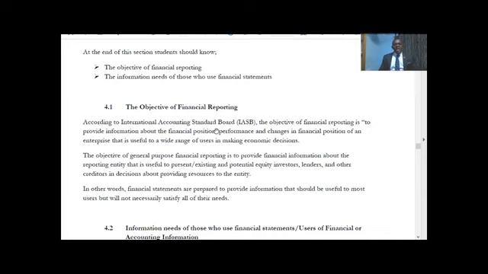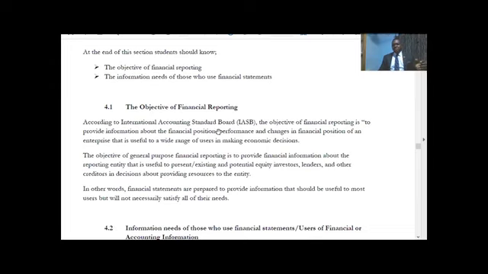Again, the objective of general purpose financial reporting is to provide financial information about the reporting entity that is useful to present, existing, and potential equity investors, lenders, and other creditors in decisions about providing resources to the entity. In other words, financial statements are prepared to provide information that should be useful to most users, but will not necessarily satisfy all of their needs.